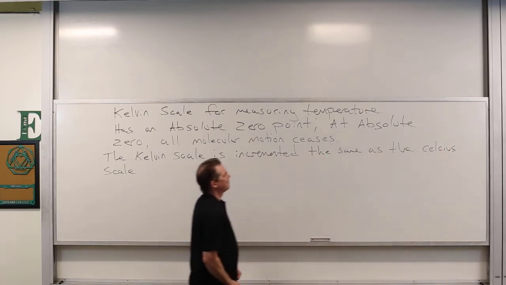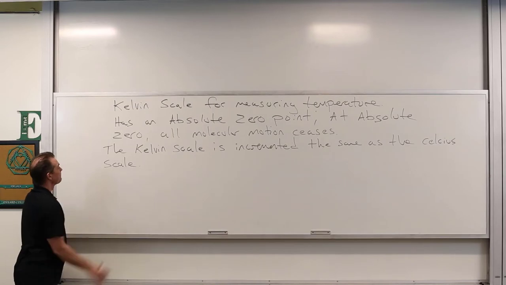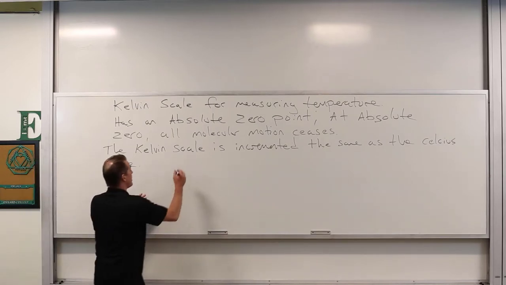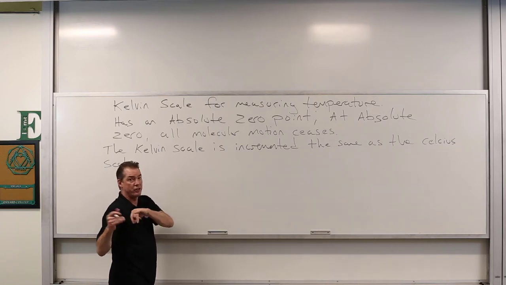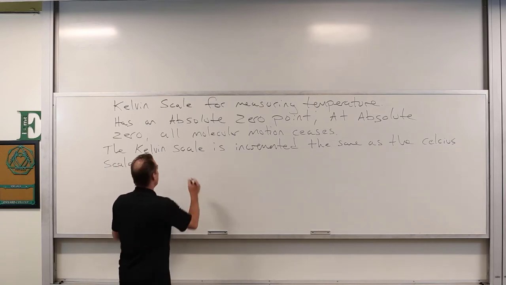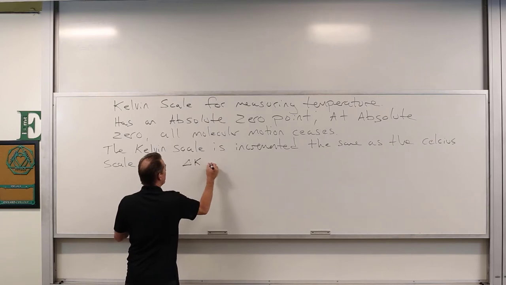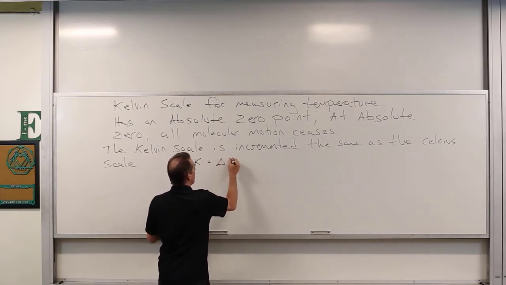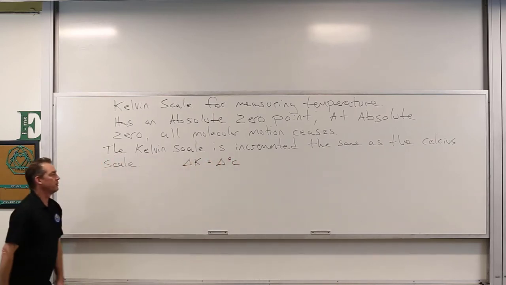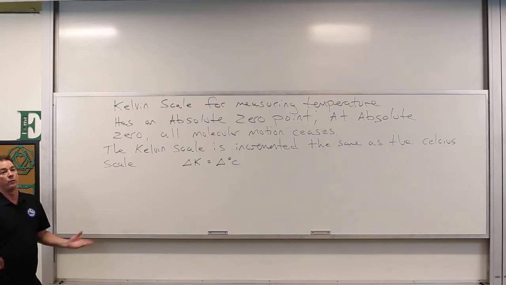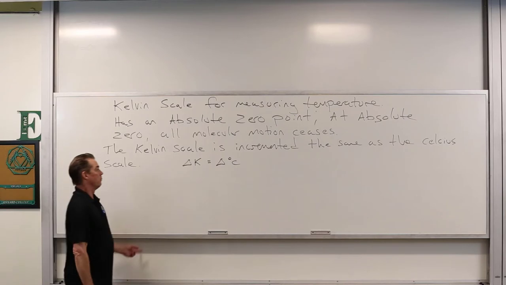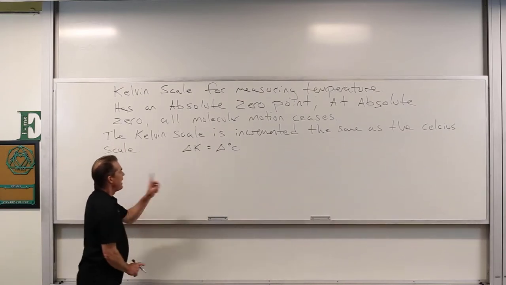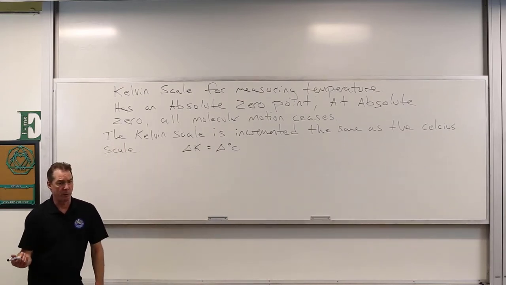We'll just go with that right now. Anyways, that means that a change in Kelvin is equal to a change in Celsius. Delta Kelvin is equal to delta degrees Celsius. So a change of 1 Kelvin is equivalent to a change of 1 degree Celsius. So that's something nice. And we can make some other correlations with this.